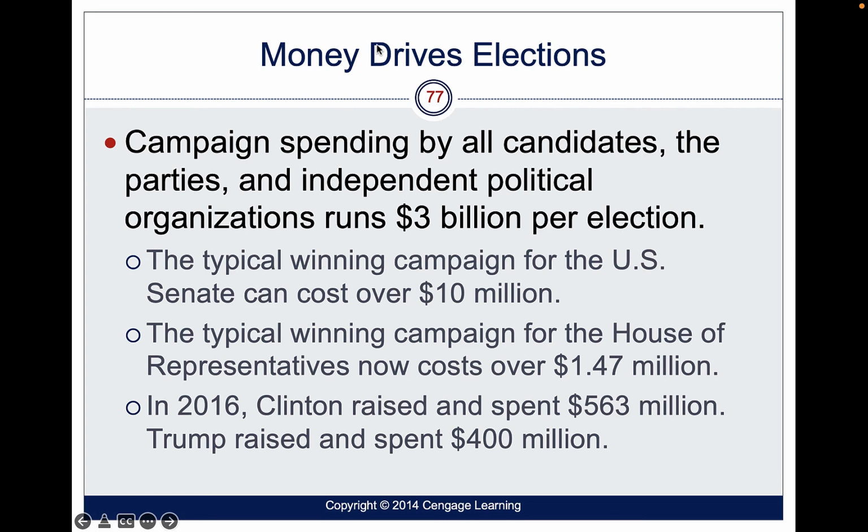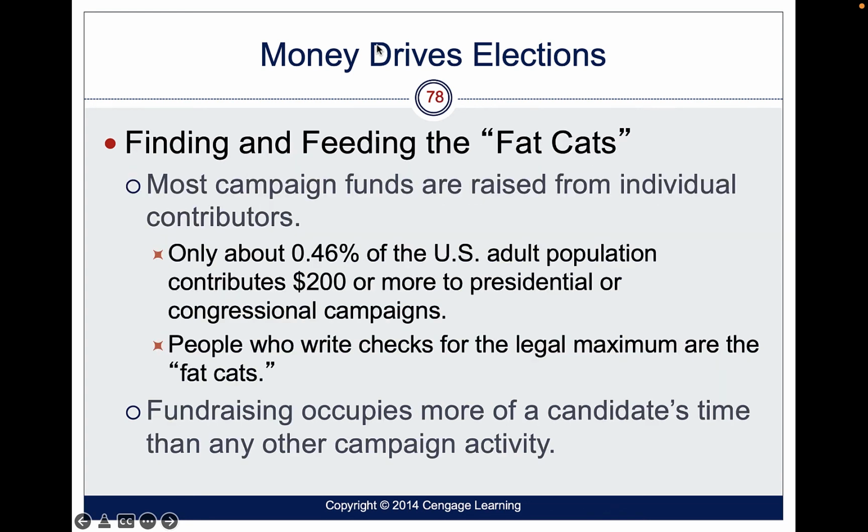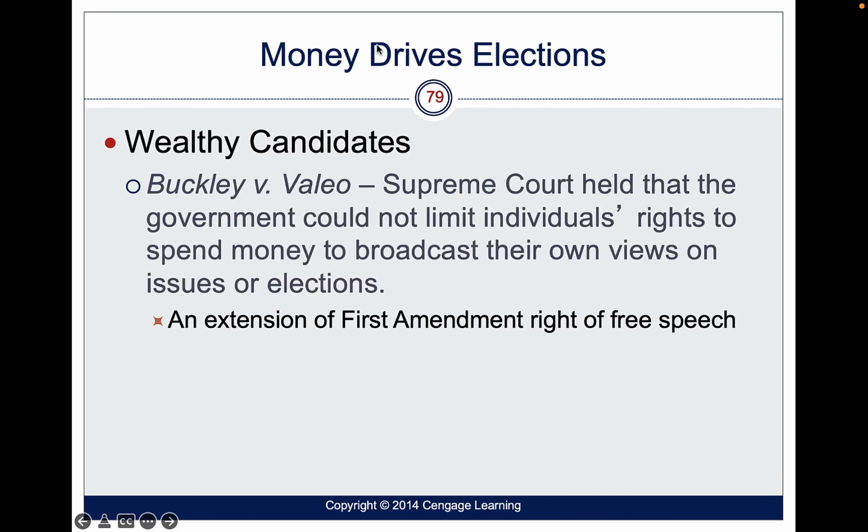Now, we know about money and the effects that money has on elections. Only about 0.5% of the U.S. population contributes about $200 or more to presidential or congressional campaigns. It's interesting because when we talk about this, we can see that maybe we don't have money to give. Maybe we can't afford to give more than a couple of hundred dollars.